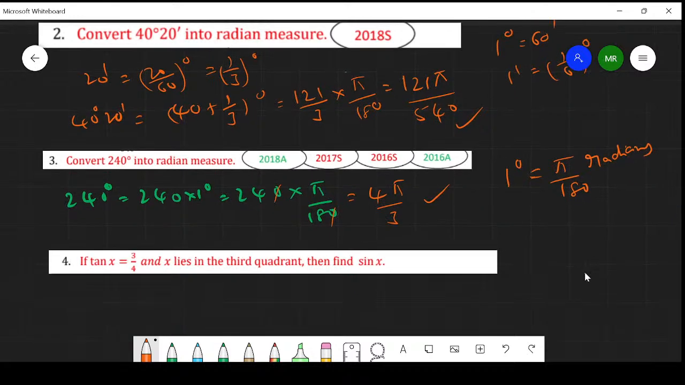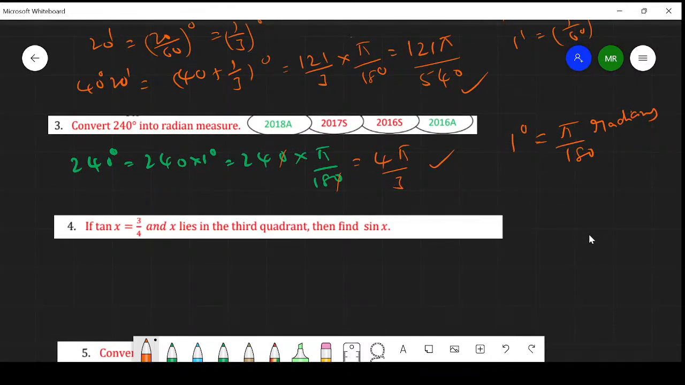I have understood, a simple question, right? 4 pi by 3. So definitely one question should be there in the question paper, no doubt in that. They will ask one question, conversion of radians to degrees or degrees to radians. Try to do these problems again and again. It helps you a lot. Now I'm doing the next problem. I'll explain the next one.